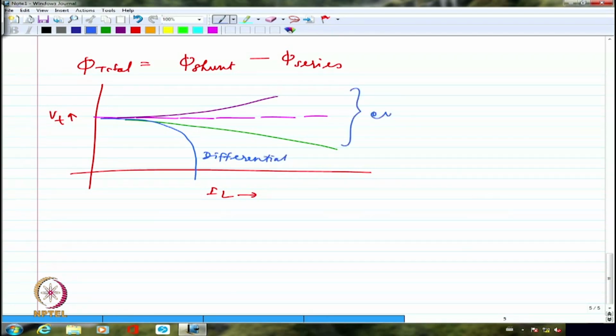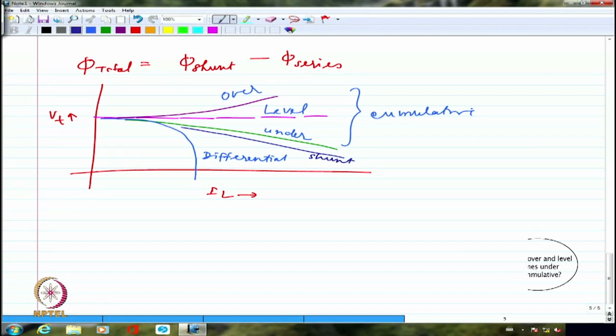These are all cumulative, with this being under compounding, this over compounding, this level compounding, and somewhere in between I should draw the normal shunt, just shunt alone, no series. Earlier I told you that the total flux will be added by shunt and series. That is cumulative. All of them correspond to cumulative. Cumulative is the condition where the series field and shunt field are added together to give the total flux.